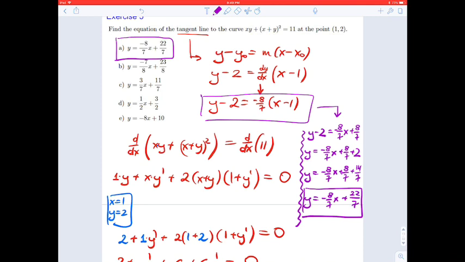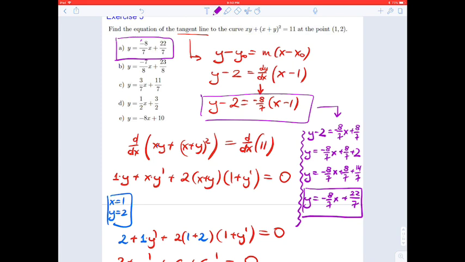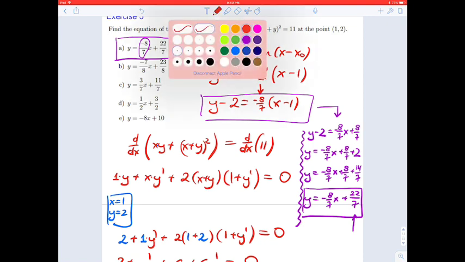You probably notice that the only slope negative 8 over 7 is here. That means I could maybe save time and not use my purple color to get the equation, but I wanted to show you how we can get a y-intercept just in case the slope will be placed in multiple options.